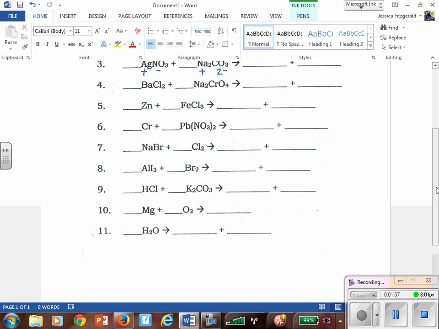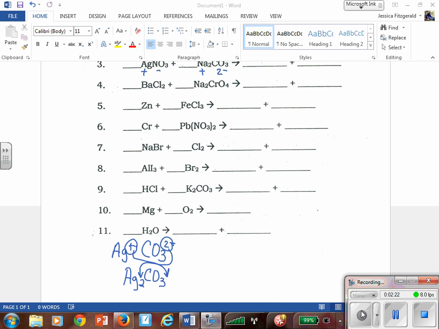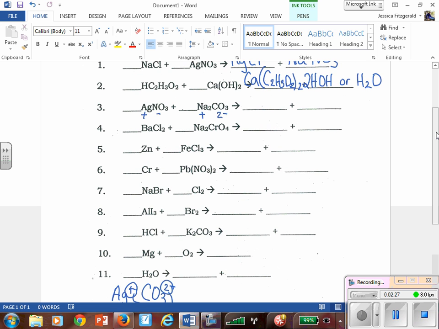So that means silver is going to go with the carbonate. So we have Ag that has a positive charge, carbonate that has a 2 negative charge. So when you cross and drop, remember this 2 is going down here, and then this 1 is going over here. So that means that your formula will be Ag2CO3.